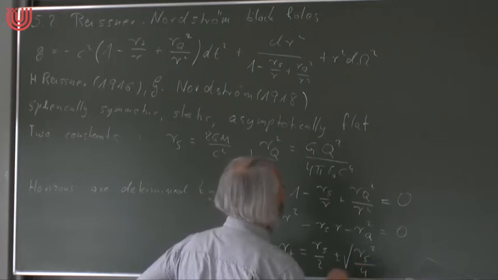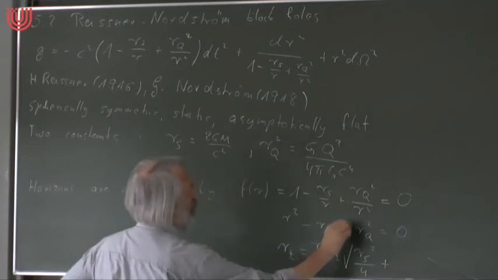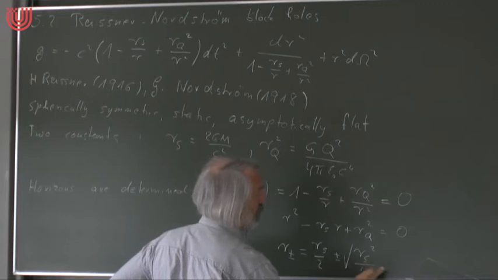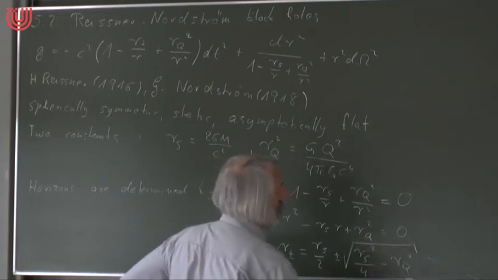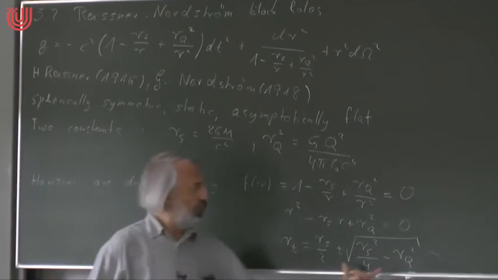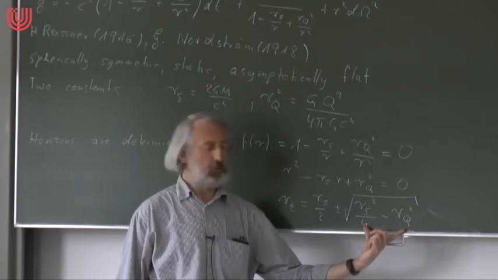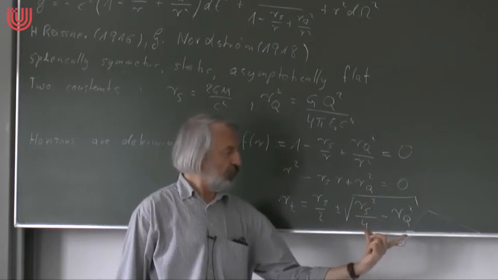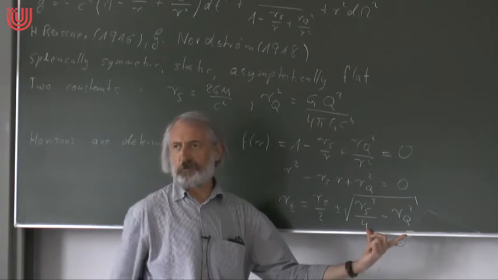rs squared over 4. There's a sign wrong. Just a writing mistake. It's plus rq squared, and that's important because now it becomes minus rq squared. And now you see there are two cases to be distinguished, namely, if what we have under the square root is positive, then we indeed get real solutions. But if this is negative, then this gives two complex solutions, and they have nothing to do with radial coordinates.